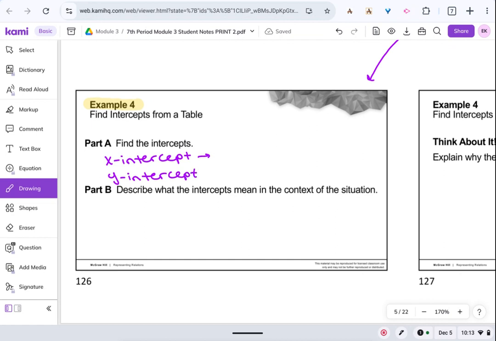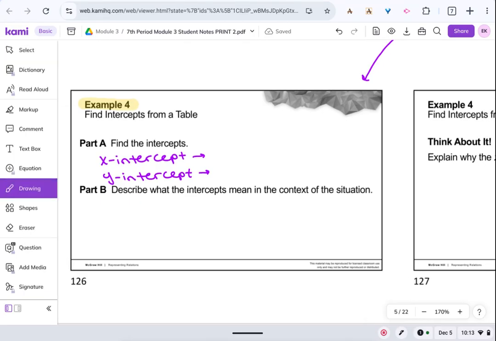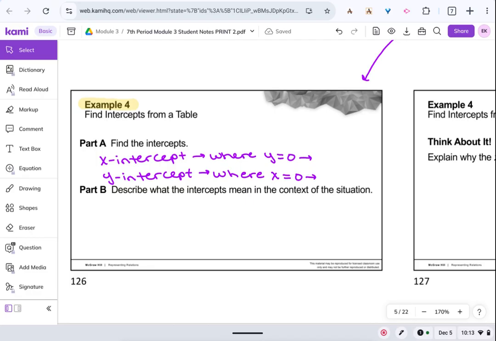Now, if you remember back to the last note video, these were where they crossed the x and the y axis. Now, since we don't have that as an actual image now, we have to use the information that's in the table. Our x-intercept, this is where y is equal to 0. Okay, because I'm not moving up or down, I'm just going left and right. Our y-intercept is where x is equal to 0, because we're not moving right or left, we're just going up or down.